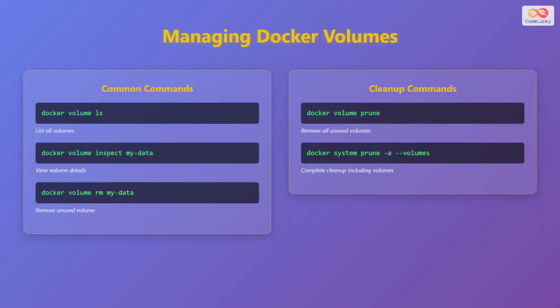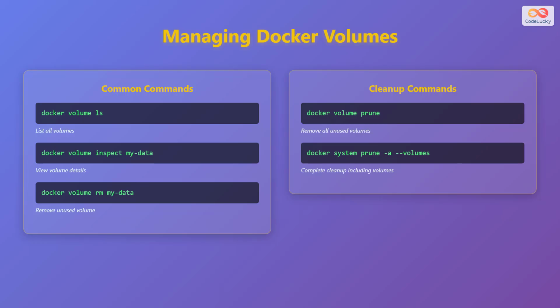Docker provides several commands for managing volumes. To list all existing volumes, you can use the docker volume ls command. This command will display a list of all volumes on your system, including their names and drivers. To view detailed information about a specific volume, you can use the docker volume inspect command followed by the volume name. For example, docker volume inspect my-data. This command will provide information such as the volume's creation date, mount point, and options.